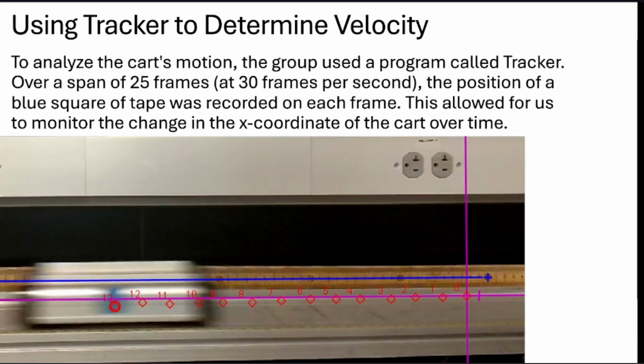Using Tracker to determine velocity. To analyze the cart's motion, the group used a program called Tracker. Over a span of 25 frames, at 30 frames per second, the position of a blue square of tape was recorded on each frame. This allowed for us to monitor the change in the x-coordinate of the cart over time.